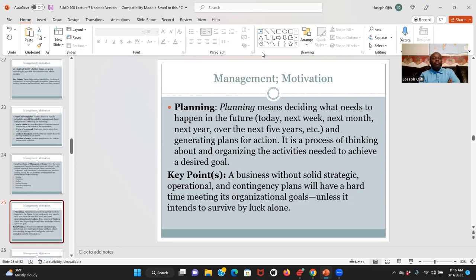Without a good plan, the business will have a lot of problems. Any business without a solid strategic, operational, or contingency plan has a very big problem when it comes to meeting its goals and objectives. Only a business that doesn't want to survive doesn't have a plan.